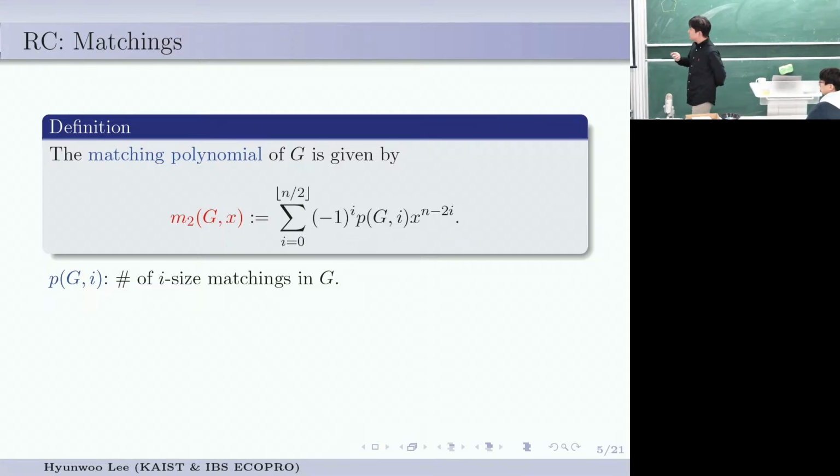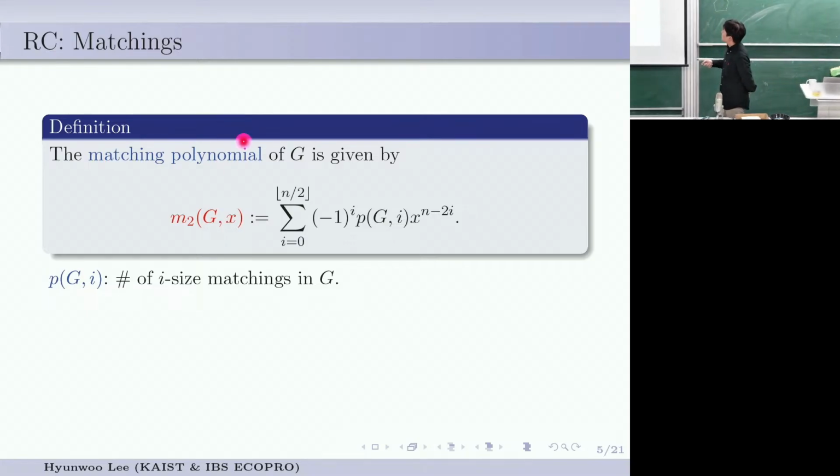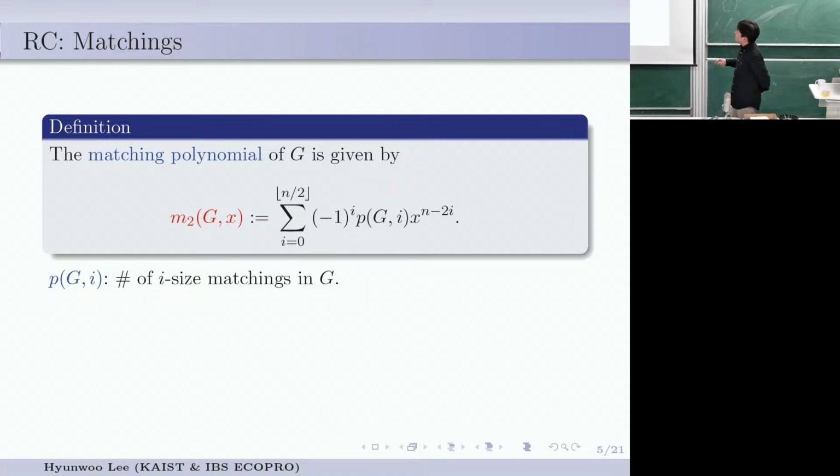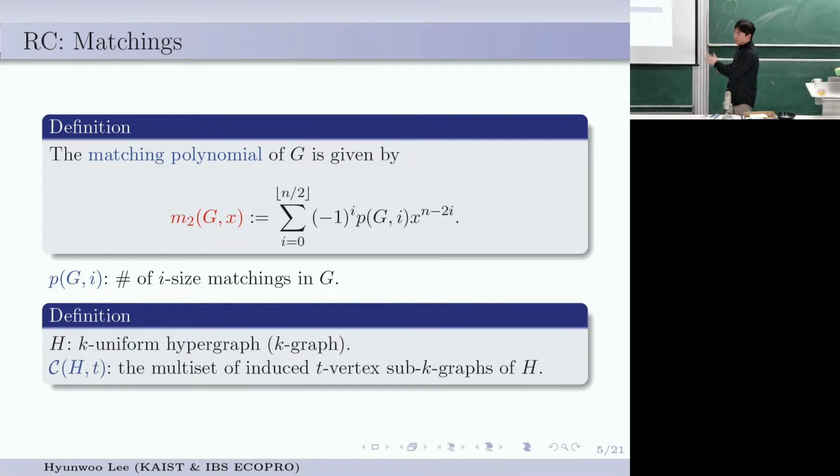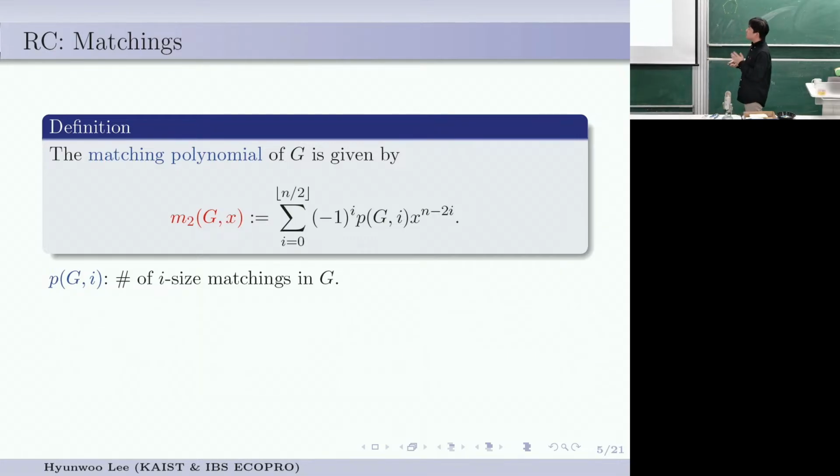By this definition, you can see that this matching polynomial is uniquely determined by its coefficients, and each coefficient is the number of matchings of a prescribed size in G. So reconstructing the matching polynomial means that we can know almost every piece of information about the matchings.